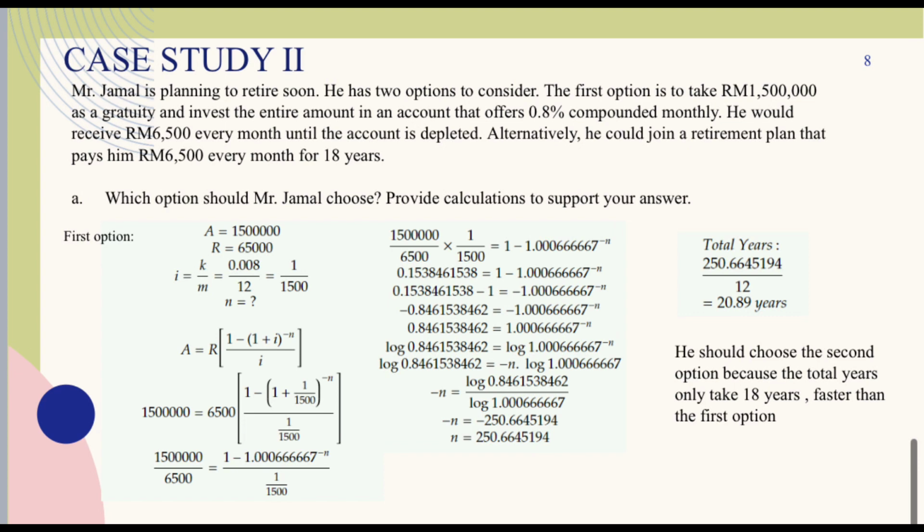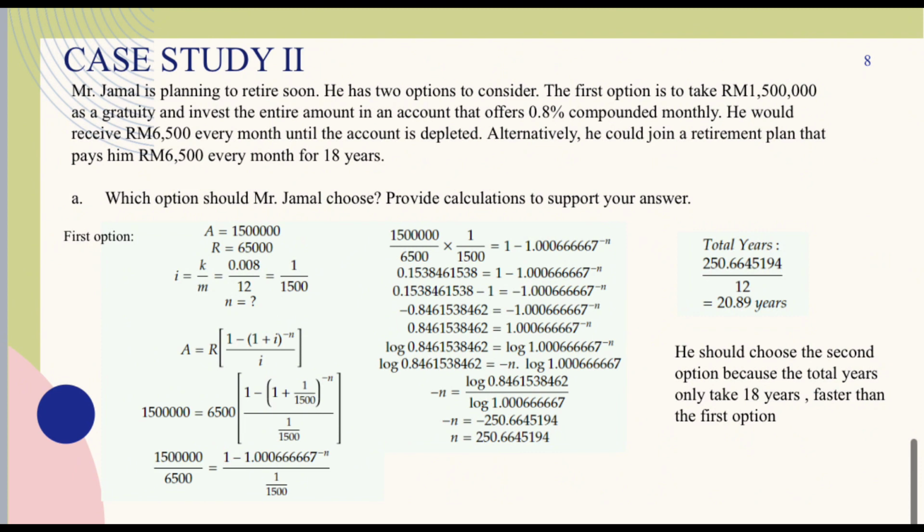We will be bringing log 1.000666667 to the left side under log 0.846153846, just like on the screen, and then we will do the calculation. We will get 250.664594. So for the total years, we just divide that amount by 12, and then we will get 20.89 years.